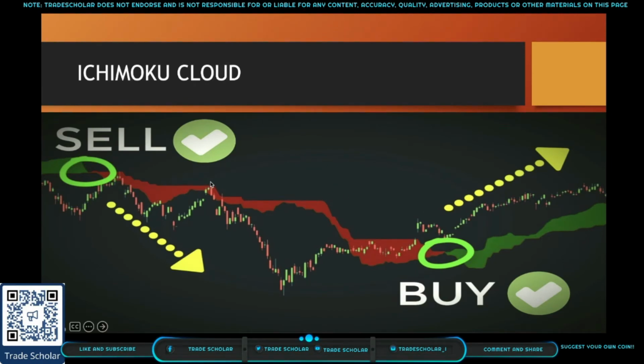So some basic tips. If you see the cloud crosses over from green to red, that's a sell position. So you can see you got rejected in the cloud and started dropping again. And then here is the buy signal: once it crosses the cloud, it bounces here and continues to the upside. Once the red crosses to the green, that's a bullish sign also.